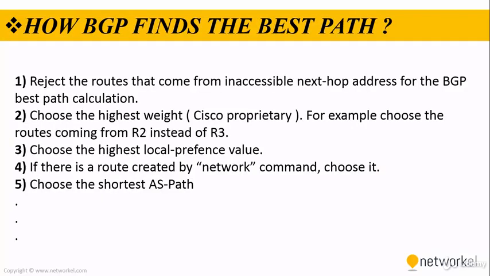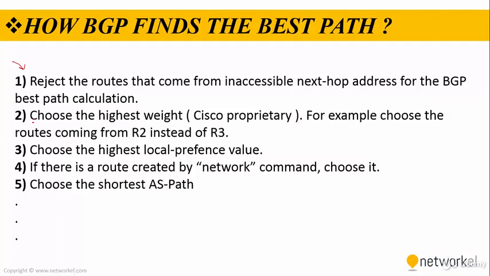And here is the BGP's best path calculation step by step. The first thing the BGP router looks at is number 1. Number 1 says to reject the routes that come from inaccessible next hop address for the BGP best path calculation. If I'm learning a route from an inaccessible next hop, this route is rejected.